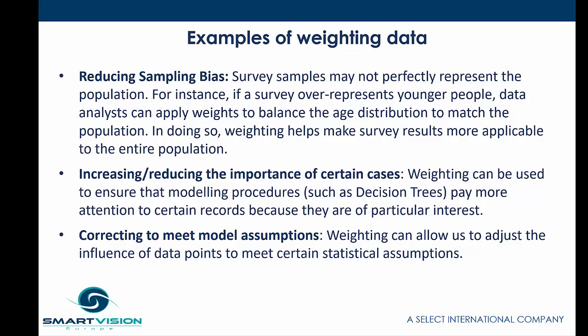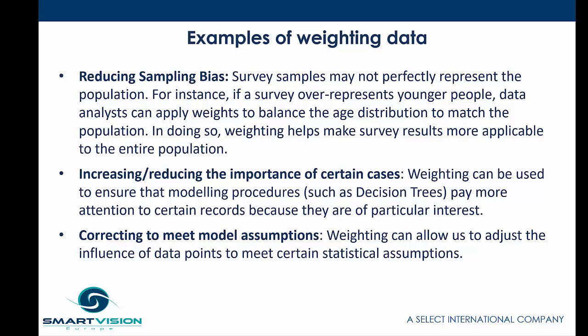And one might find, for example, that certain demographics, such as younger people or older people, are over or underrepresented within the survey sample. So applying weights can help us balance out the age distribution to match the population, and in doing so the weighting helps us make sure that the survey results are more applicable to the entire population.